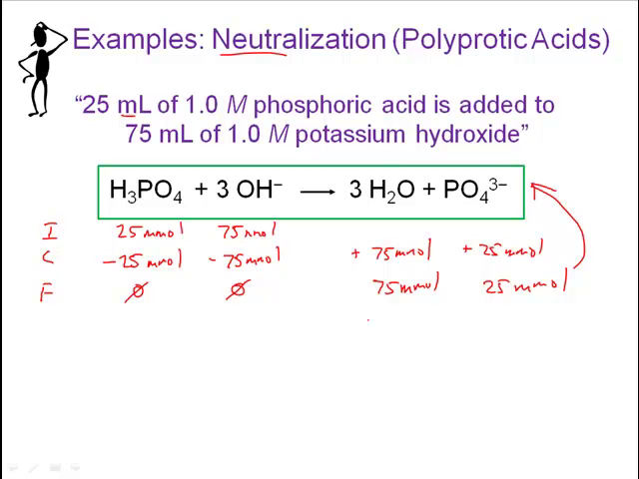If it wasn't, they wouldn't ask this, but if it wasn't, let's say you had 4 of these, 100 milliliters, then you'd have leftover OHs. So you'd have excess OH. That would be a good stoichiometry problem. If you have leftover OHs, you could calculate the pH of it if you wanted to, but not for reaction prediction only.